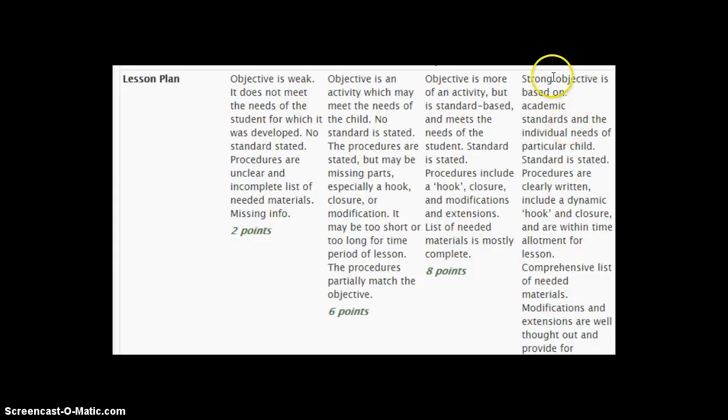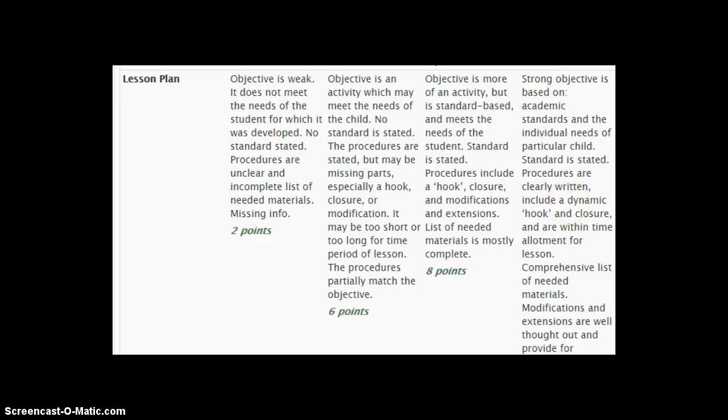The lesson plan itself, did you have a strong objective based on academic standards, which you should have because we already made standards-based reading goals for our IEP? And did you tailor the instruction to meet the individual needs of that particular student? Did you apply the accommodations and/or modifications that you had outlined? Is the standard stated? Are the procedures very clearly written so that if I was going to teach this lesson for you, I could jump right in and do that and understand what you needed me to do?